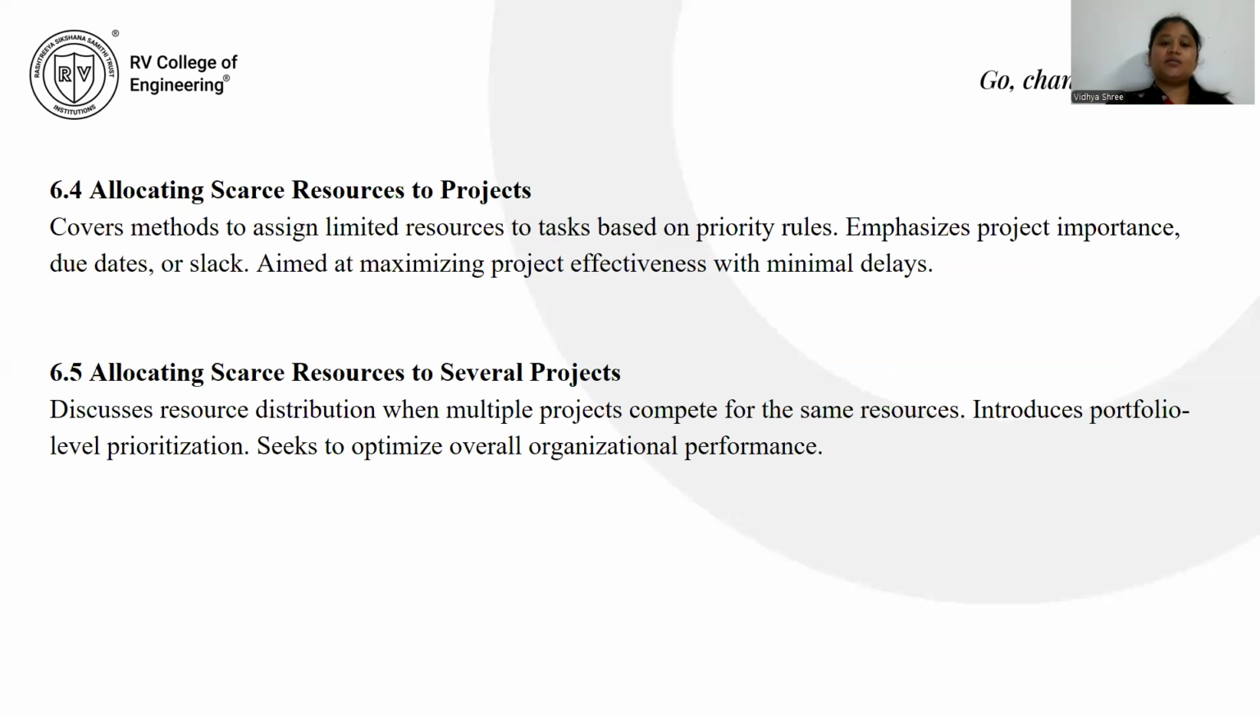Allocating scarce resources to projects covers methods to assign limited resources to tasks based on priority rules, which emphasize project importance, due dates, or slack, aimed at maximizing project effectiveness with minimal delays. Allocating scarce resources to several projects discusses resource distribution when multiple projects compete for the same resources, and it introduces portfolio level prioritization and seeks to optimize overall organizational performance.